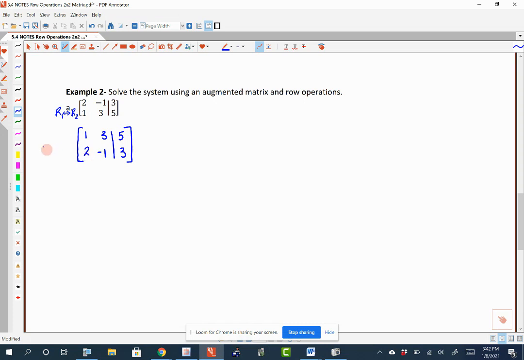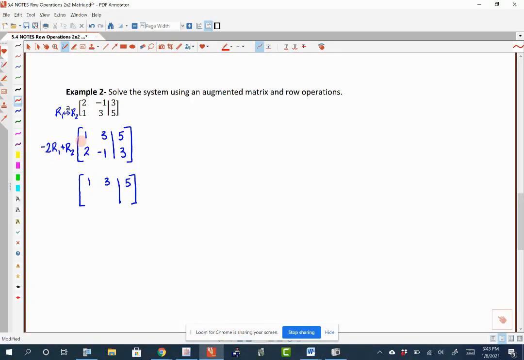Well, the opposite of 2 is negative 2. And I'm going to multiply that to row 1. But I need the 0 to be in row 2, so I need my answer to be in row 2. Now remember, whatever's written second, whatever's after this plus, is the row that's going to change. So I know my first row is not going to change. I'm going to use it to help me change the second row.